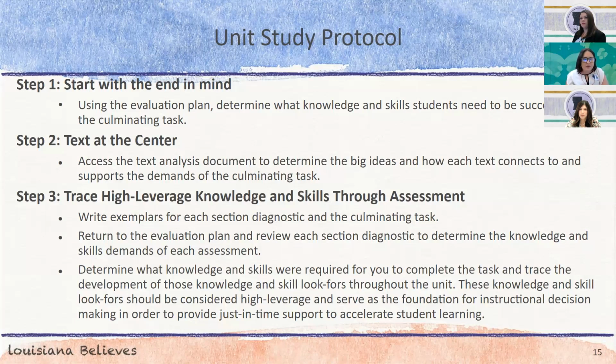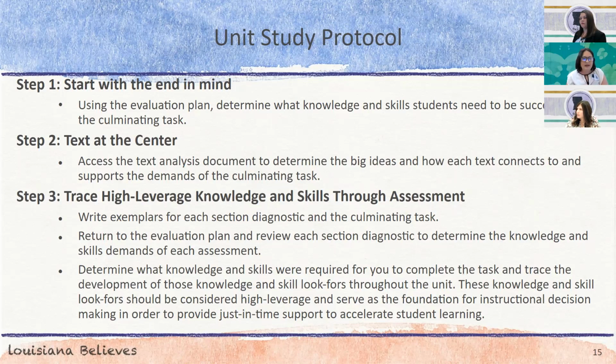Step 2 reminds teachers to keep the text at the center. Before teaching the unit, teachers read through the text and excerpts that are included. As they read, they determine the big ideas and connections to the culminating task. Teachers annotate the text to indicate where more support may be needed, for example, adding in guiding questions or vocabulary supports. Teachers will need access to the text lists identified in each unit.